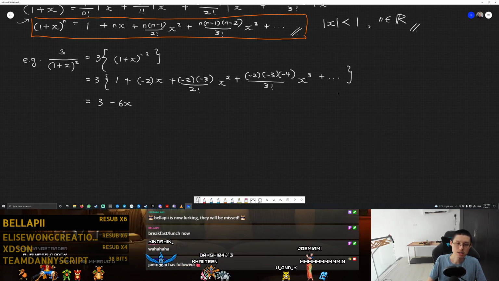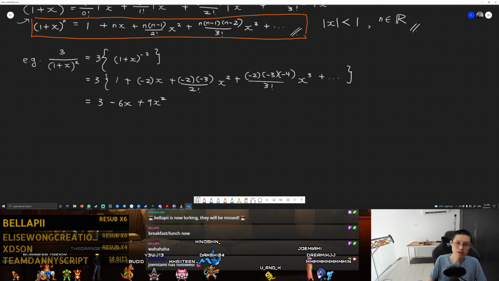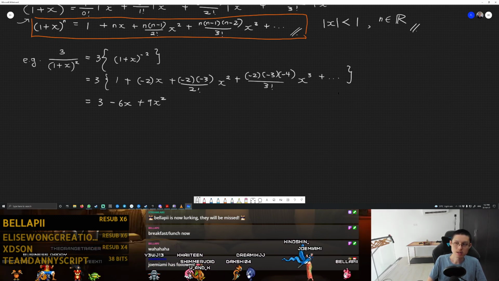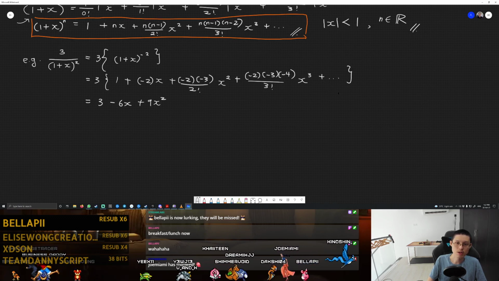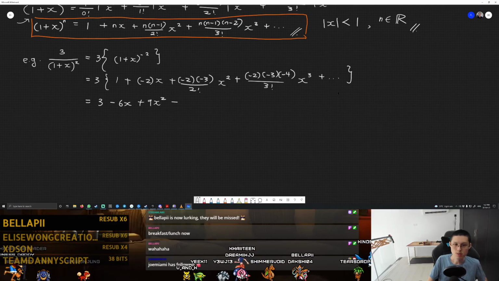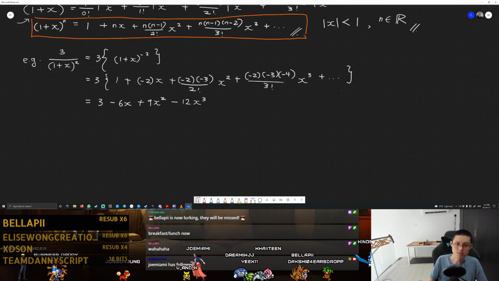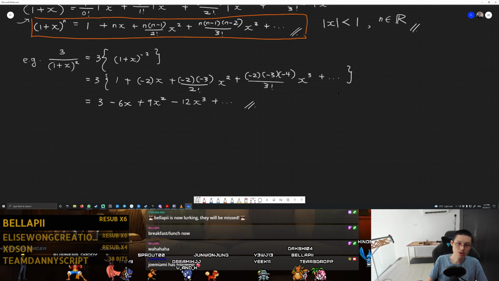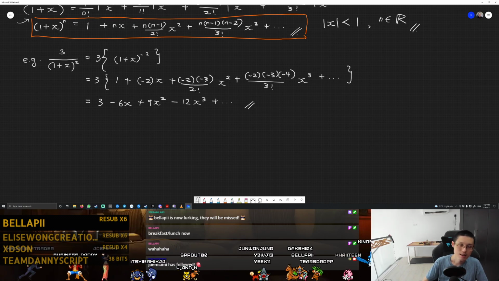This guy is going to be 6 divided by 2, which is 3, so you get plus 9x squared. And then you have 6, 4, 24, divided by 6 is 4, 4 times 3 is 12, so minus 12x cubed, and then dot dot dot. Remember to put the dot dot dot. Okay, there you go.